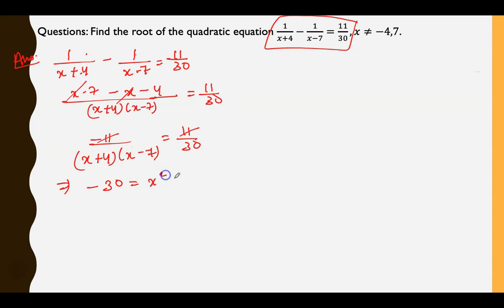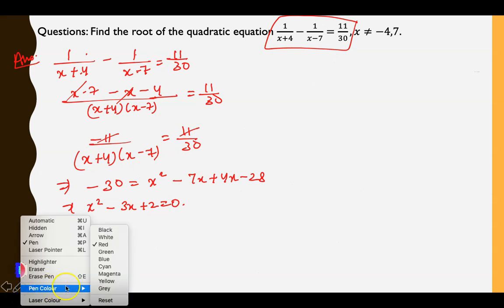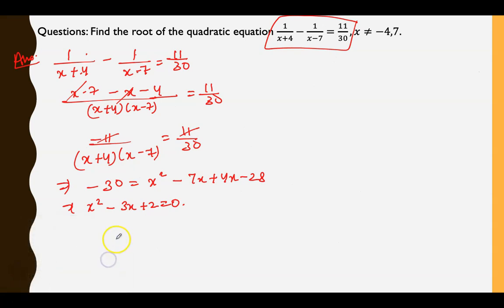Okay, now start multiplying them also. So x square minus 7x plus 4x minus 28, and from here I can simply get my equation as x square minus 3x plus 2 equals 0. I got this as my equation, and now I simply know that I can just use my formula.